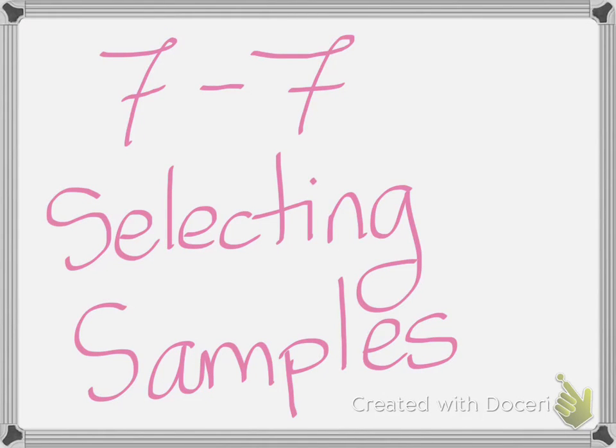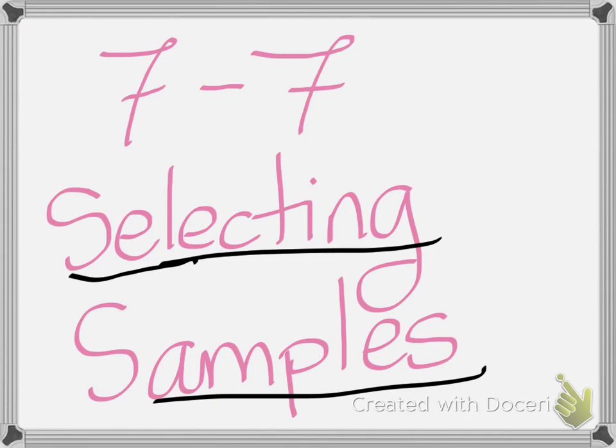Okay, let's start 7.7, which is about selecting samples. In 7.6, we were reading about how doctors and people were getting a random sample to represent their whole patients or whatever they were doing. In 7.7, we're talking about how selecting the samples themselves can be biased, or it could be not biased.